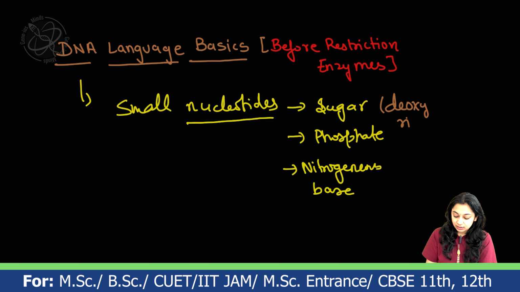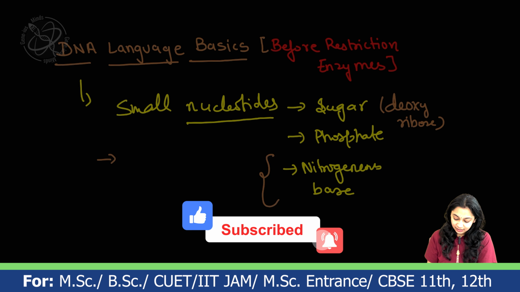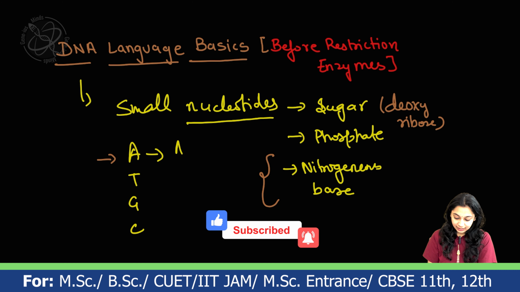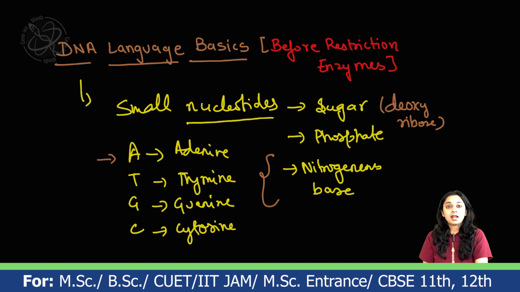When we talk about the nitrogenous bases, there are four important nitrogenous bases which are represented as ATGC, where A stands for adenine, T stands for thymine, G stands for guanine, and C stands for cytosine. So your entire DNA strand is made up of these nitrogenous bases, along with the sugar and the phosphate molecules.